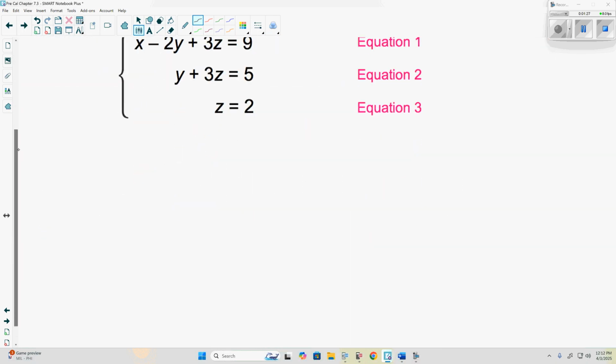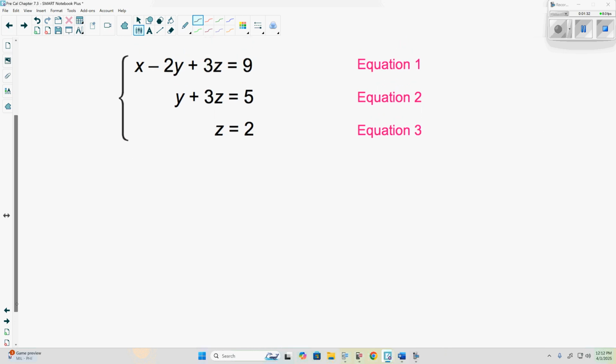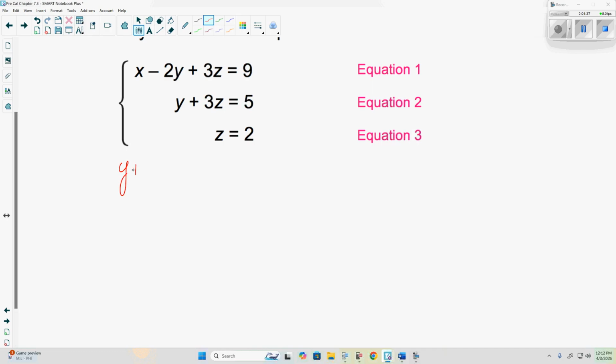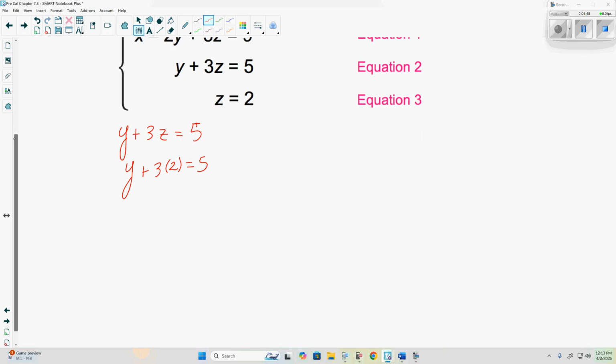So like this here, they gave us what z is. We have it set up in this form. Well, z is 2. So for us, that means that we can take the equation y plus 3z is equal to 5 and replace z with its value, which is 2, and solve for y. Well, 3 times 2 is 6. Subtract 6 from both sides, telling us y is -1.